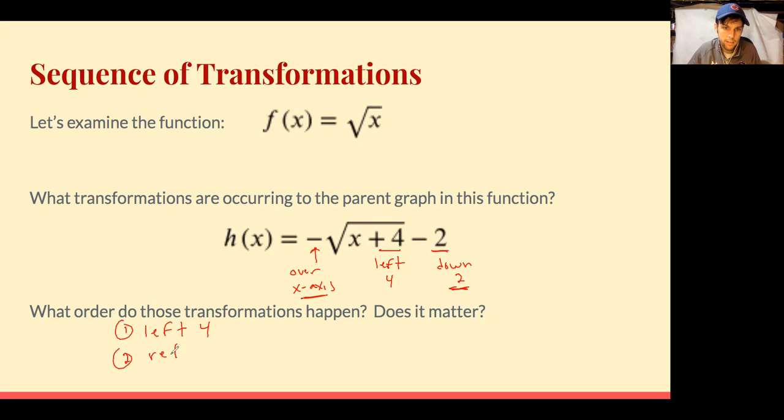So we reflect over the x-axis. And then the final thing, the very last thing we would do is this minus 2, causing it to shift down 2. So that would be the proper order here, again, based on how we would evaluate this using our order of operations.